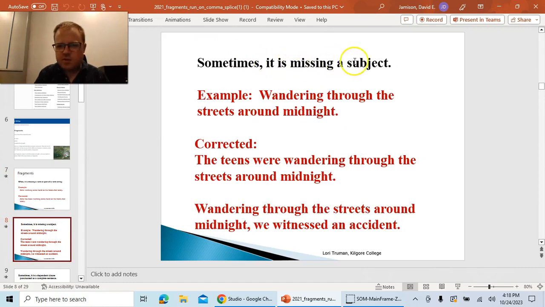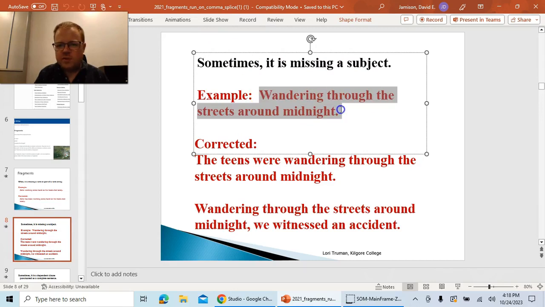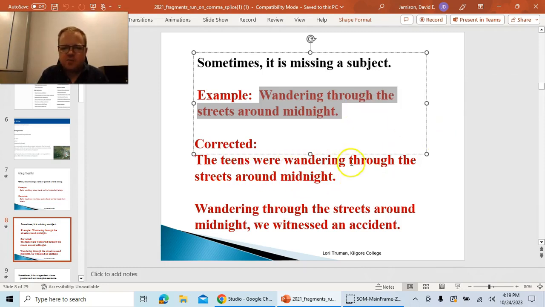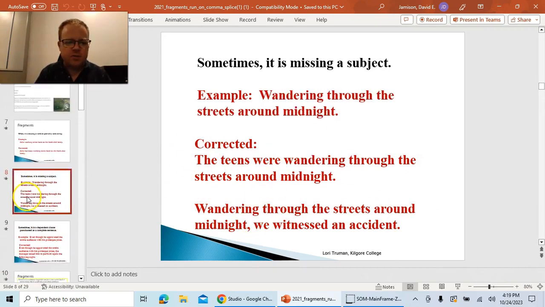Sometimes it's missing a subject. So the example this gives, wandering through the streets around midnight. This one, it doesn't have a subject, so we don't know who's wandering around the streets around midnight. Could be anybody. So some ways to correct that. The teens were wandering through the streets around midnight. Wandering through the streets around midnight, we witnessed an accident. It could be us, it could be the teens, it could be anybody. So to correct it, you need to add a subject.